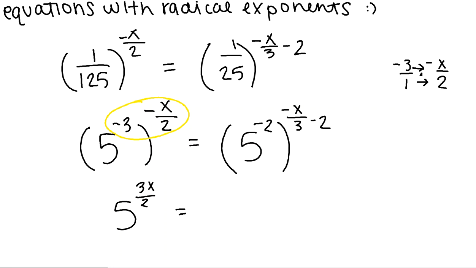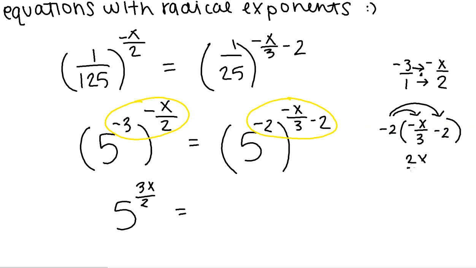This one's a little more tough even, because I'm going to have to do some distributing. Let me write it off to the side so you can see what it looks like. This would be negative 2 times negative x over 3 minus 2. I need to distribute that negative 2 is what I'm trying to show you right now. This part is very similar to what we did up here. It would become 2x over 3. And then negative 2 times negative 2 is positive 4.